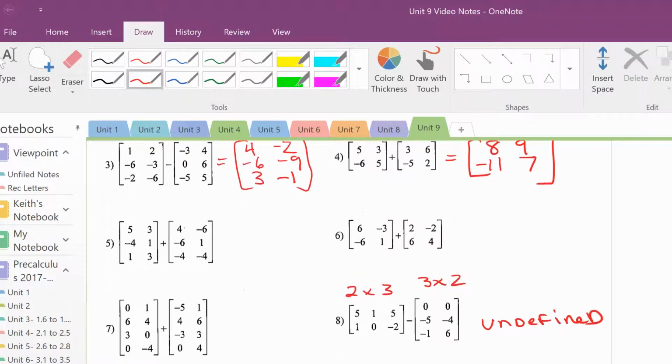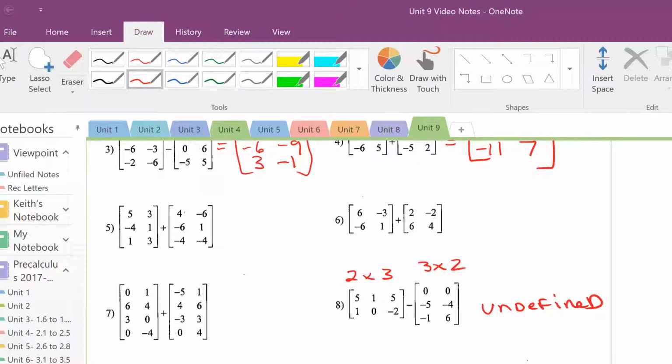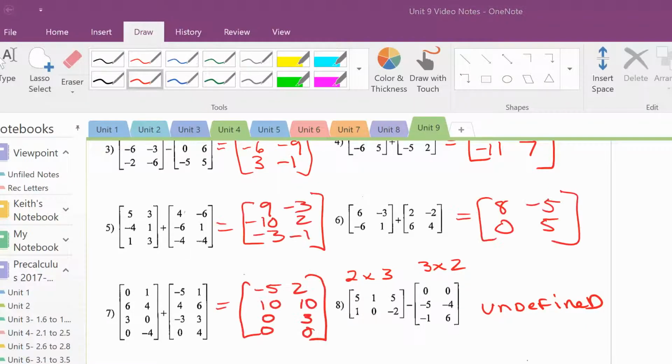All right, I'll give you a chance to work on these three, and then I'll show you the answers. All right, so there are the answers for those ones, so you could check on your own.